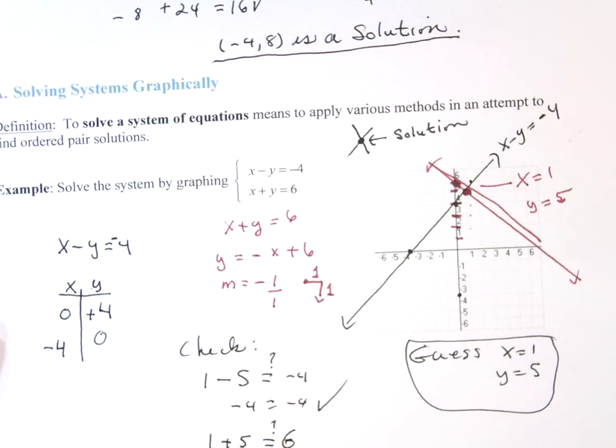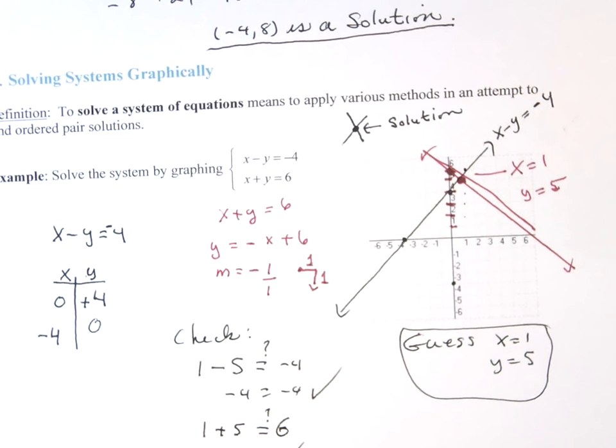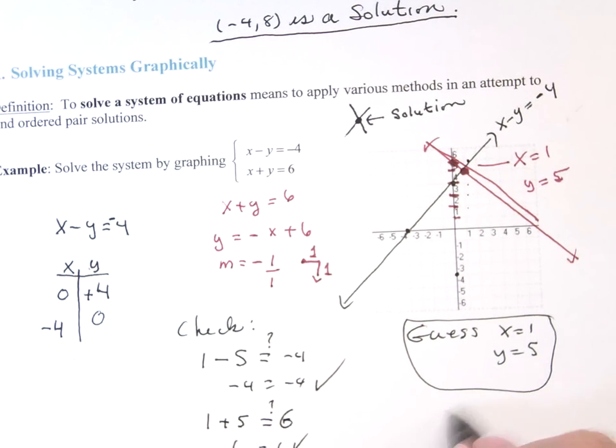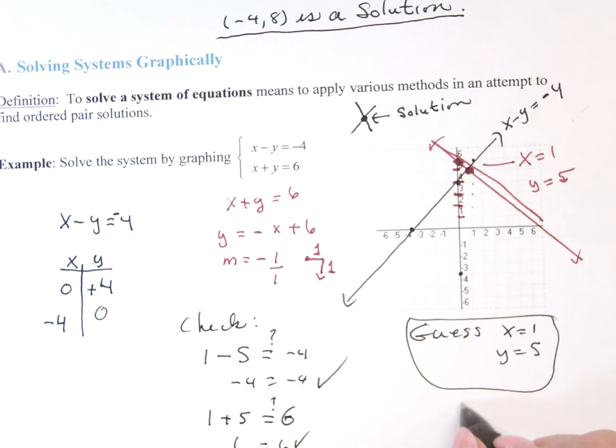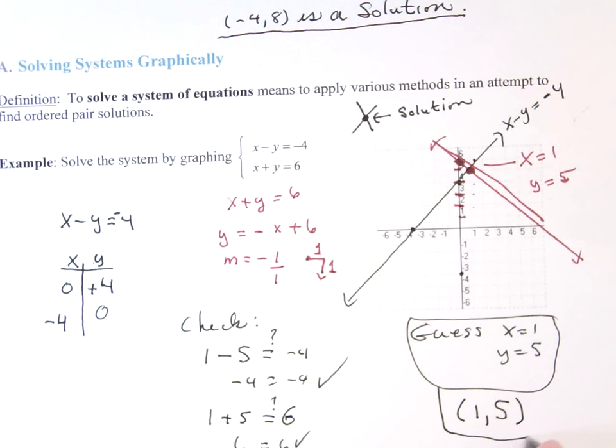It's x equals 1, y equals 5. Now your book is asking you to write your solutions in terms of coordinate points, (1, 5), because that's what they have in common. They have that shared coordinate point.